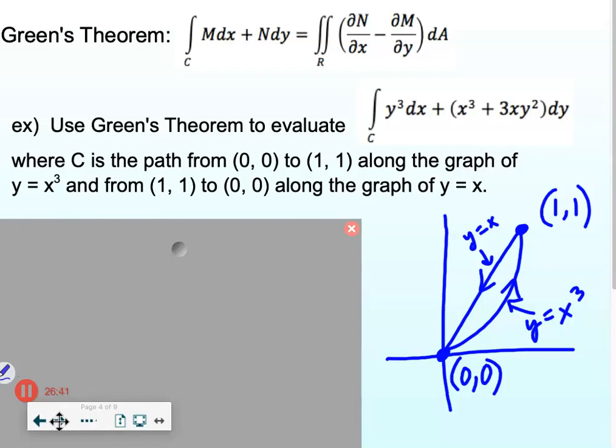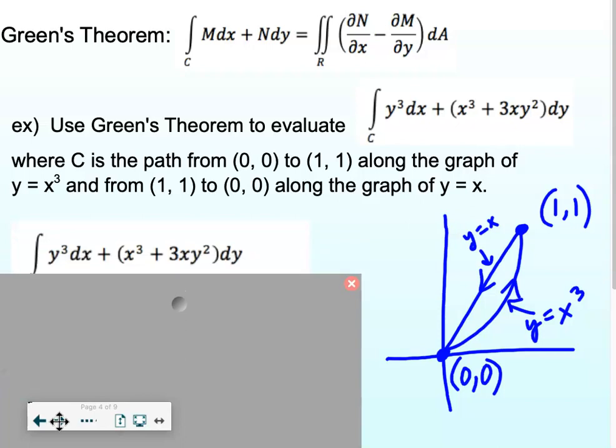So for the double integral that gives us the area of this region, I personally would just do a dy dx where my x goes from 0 to 1 and my y goes from x cubed to x. Top minus bottom. Easy peasy, right? That's just me setting it up.